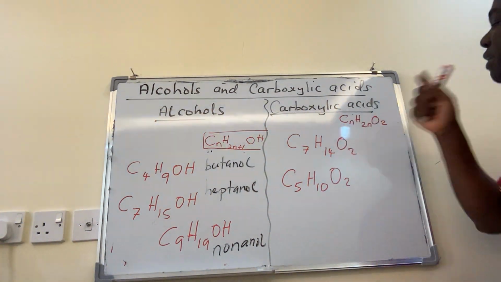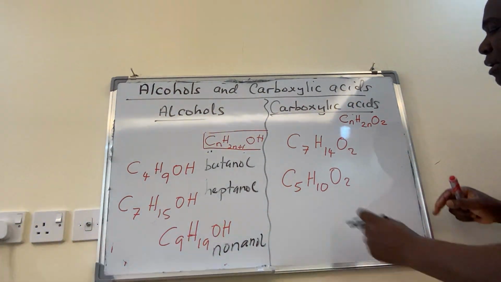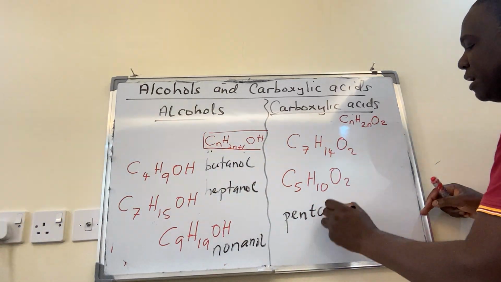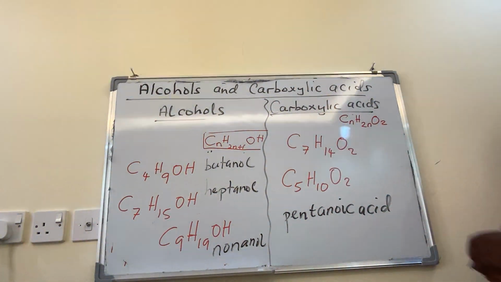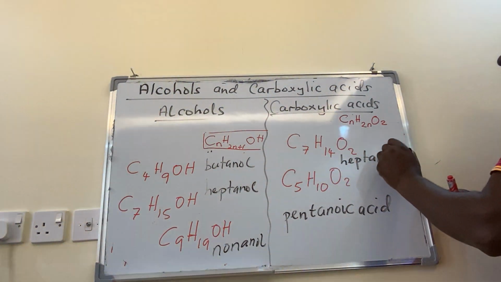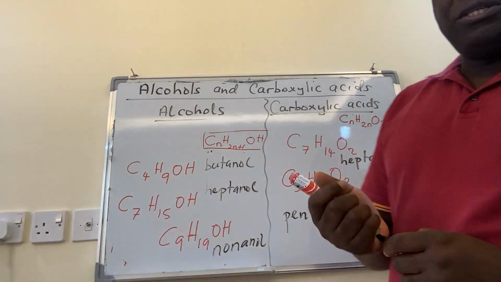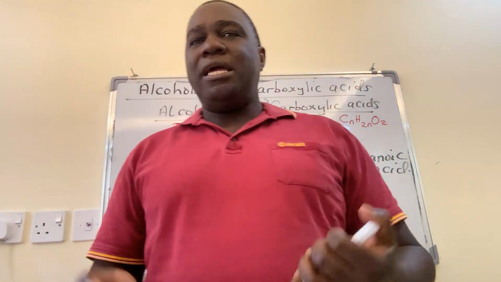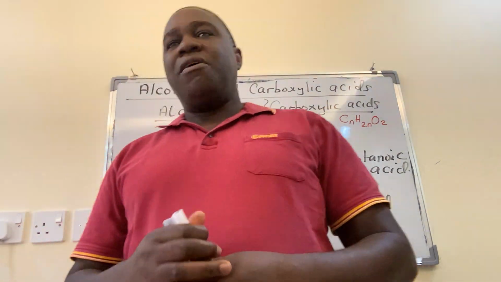If you also come to this one, all of them are going to be oic. This one is 5, so this one is going to be pent for 5, and it's going to be pentanoic acid. And that one is 7, 7 is hept, so this one is going to be heptanoic acid. So briefly, that is what we can do when we are dealing with organic molecules in the naming of alcohols and carboxylic acids. That was the session for today.